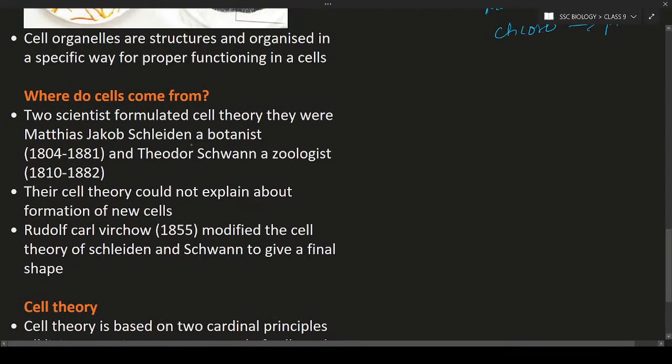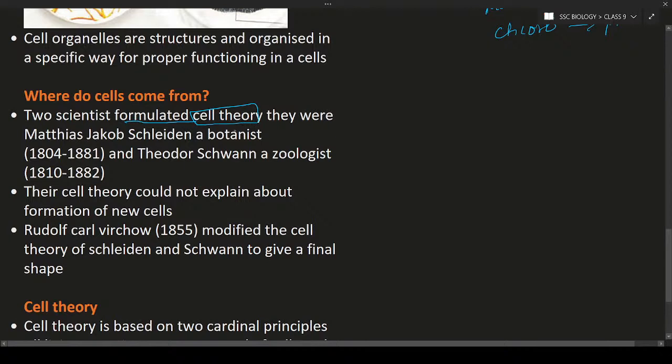Scientists have many doubts. Their doubt is, where do cells come from? Cells are going to come from the pre-existing cells. So two scientists did some experiments to identify where cells are coming from. To explain where cells come from, they proposed a theory. That theory is known as cell theory. So what is cell theory going to say? First of all, who proposed the cell theory?